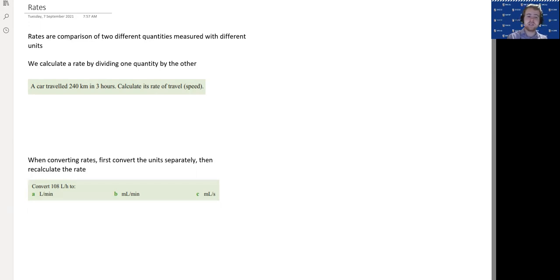Okay, so what we need to be able to do is calculate rates, okay, by doing the first quantity divided by the second. And then we also need to be able to convert between different rates. Okay, we'll get to that in a sec.